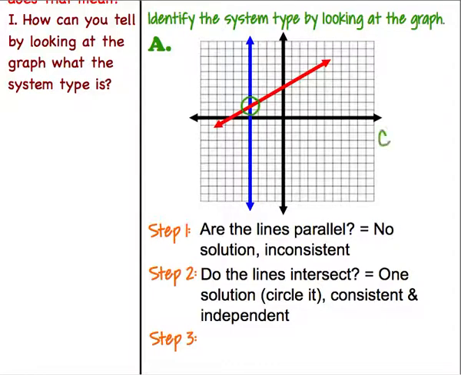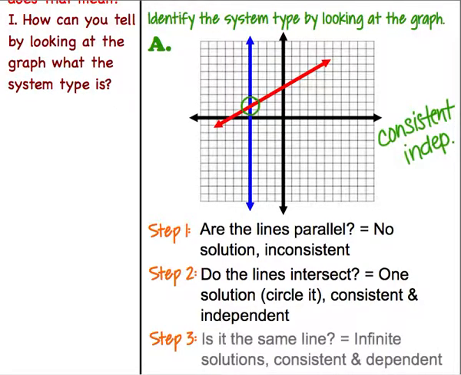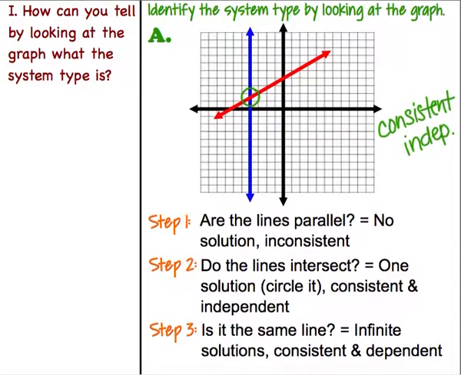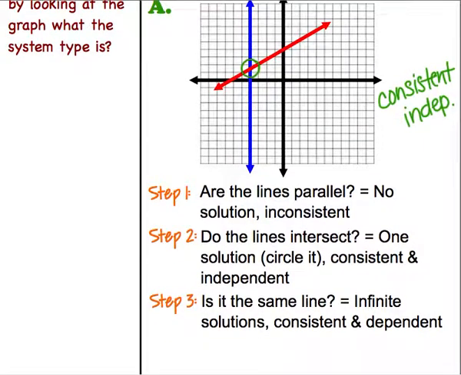So I'm going to write down here, consistent and independent. Now on the other hand, if it is the same line, then that means there are an infinite number of solutions, and so while it is still consistent, it is dependent. That is not the case for ours, but these are our three steps that we're going to follow today for looking at our next couple of examples.